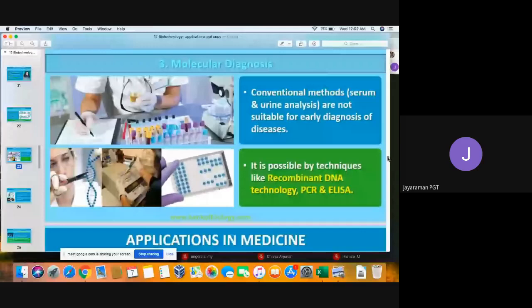Amplification of the gene. A particular gene is taken out, one gene, then it can multiply into 1,000 billion trillions of copies. We can do any number of tests. Those were all discussed already. Then ELISA is an enzyme-linked immunosorbent assay.